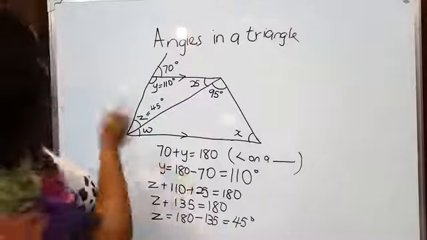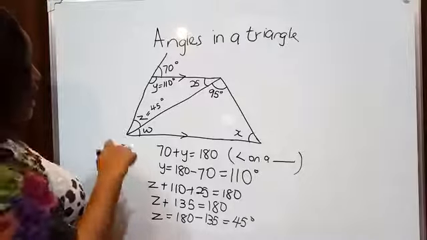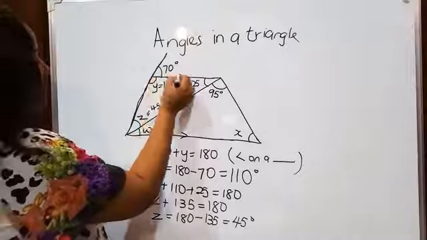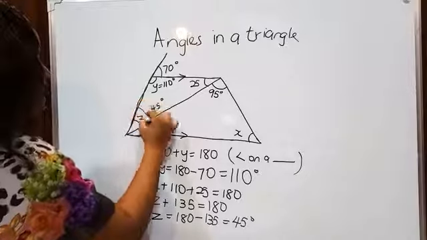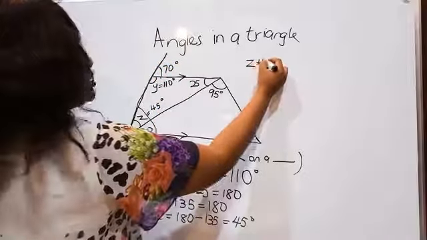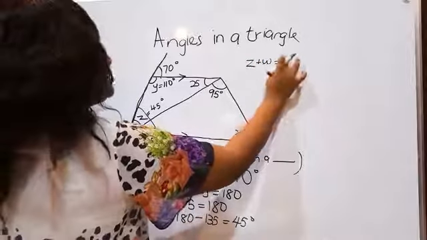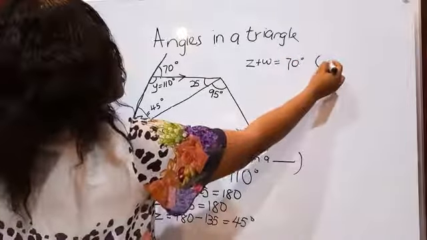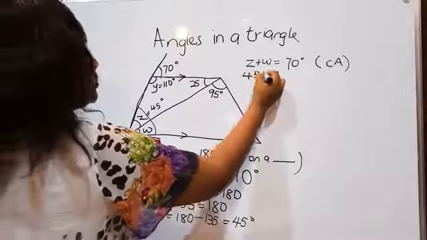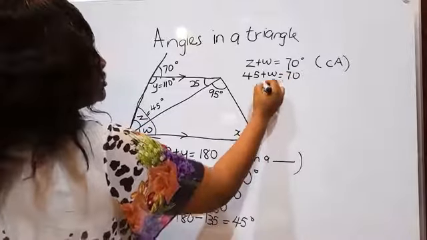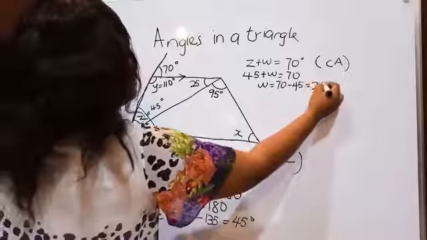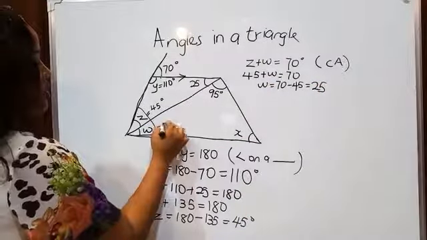Now, let's try getting w. We can see that this is a transverse line that cuts across this parallel line and this parallel line, which means that this angle here should equal this angle here. So we should have z plus w give us 70 degrees, and the reason being corresponding angles. Our z is 45, so 45 plus w equals 70, and w equals 70 minus 45, which gives us 25.